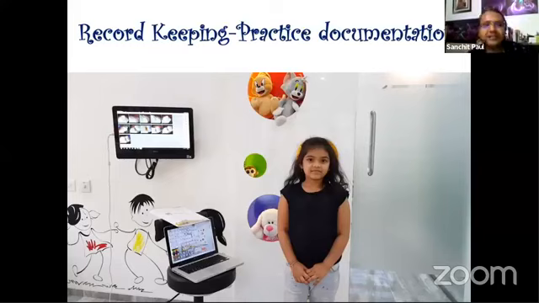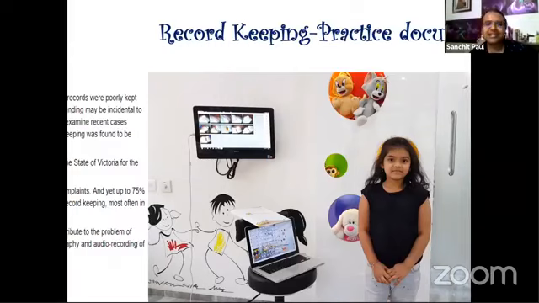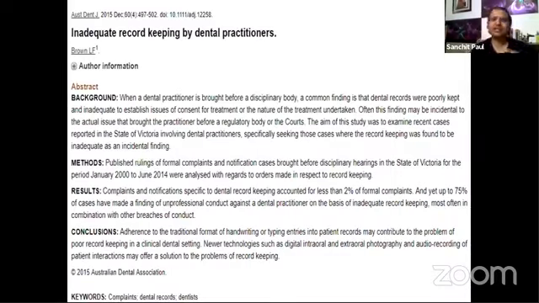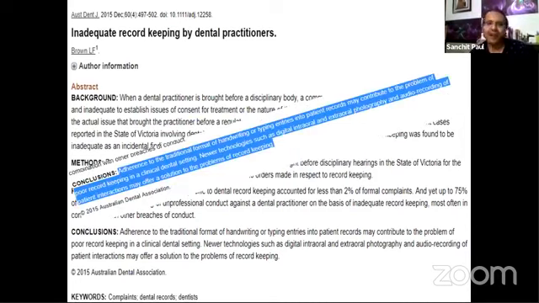Nothing beats good record keeping and documentation in the practice, and that's what we want to highlight with this letter. Now, no matter how much we accept or stay in denial, the fact is that most of us have been very inadequate in record keeping, especially the people who are busy and seeing a lot of patients every day.